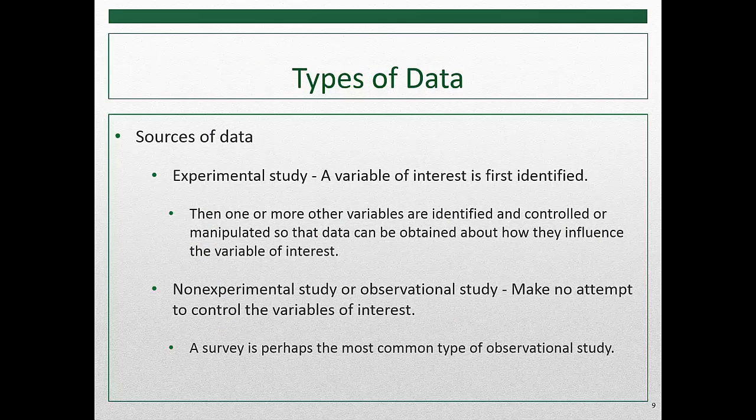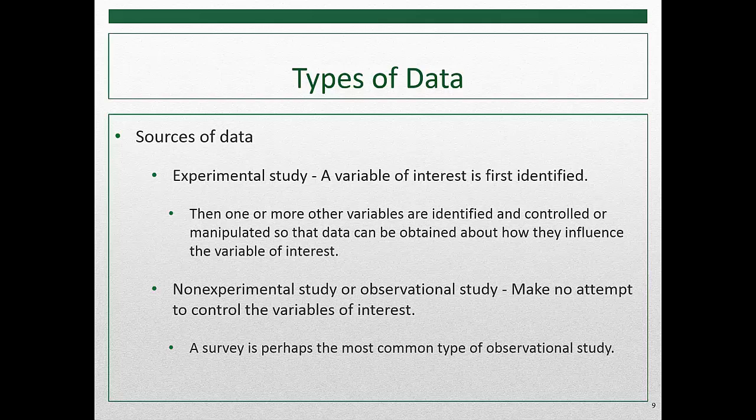And the third type of data is the sources of data. That includes experimental study. A variable of interest is first identified. A non-experimental study or observational study makes no attempt to control the variables of interest. I'm going to explain one simple example here.